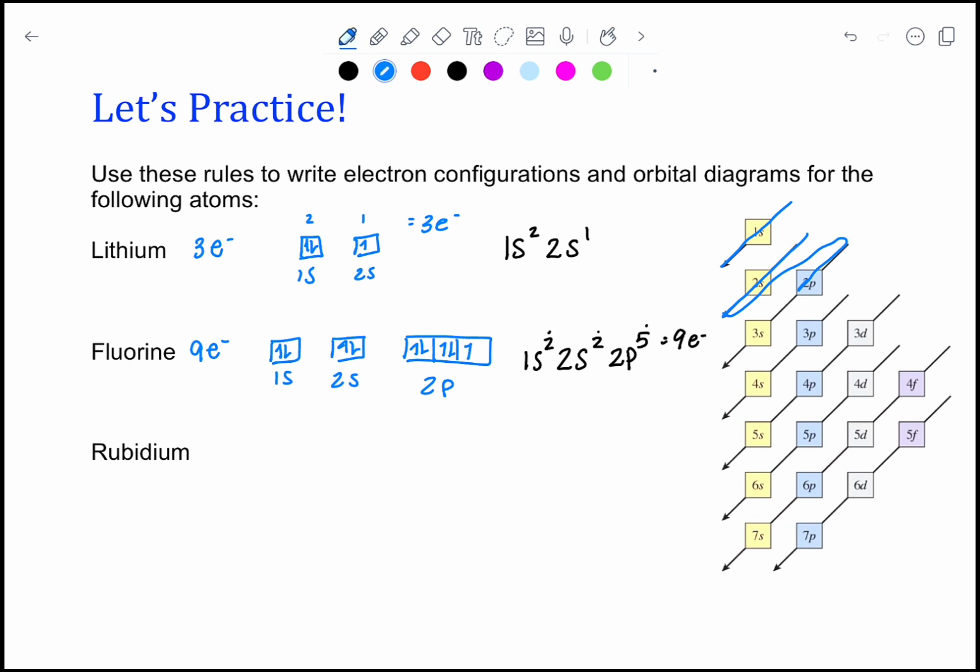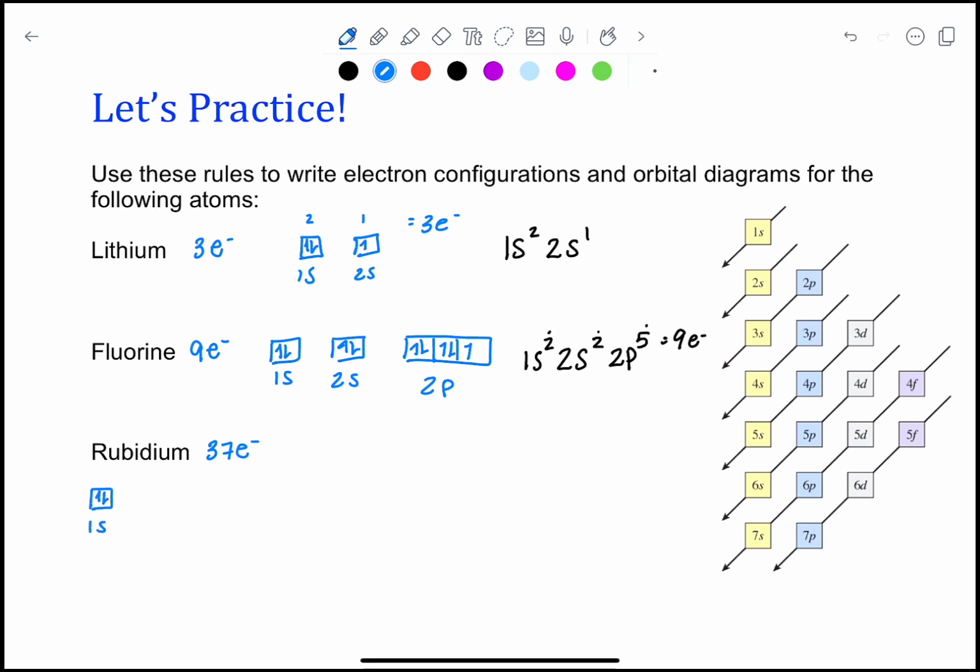Okay, let's try one that's a little bit more difficult. Rubidium. Let's find rubidium on our periodic table. And let's see, how many electrons does rubidium have? It has 37 electrons. Whoa, this one's going to need a lot of space. 37 electrons that we have to put into these boxes. So we're going to use our chart because it's going to tell us the order that we have to fill them in. So we're going to start with our orbital diagram.